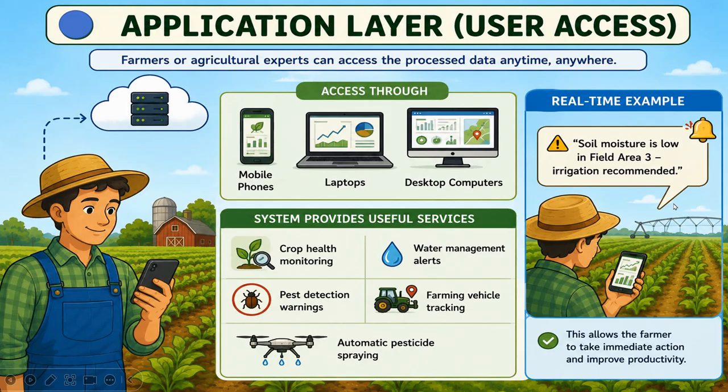recommended. And this quick response prevents the crop damage caused by water shortage, and it improves the crop growth and also helps the farmer make timely decisions, save resources, increase the productivity and manage their farms more efficiently through easy access to real-time information.